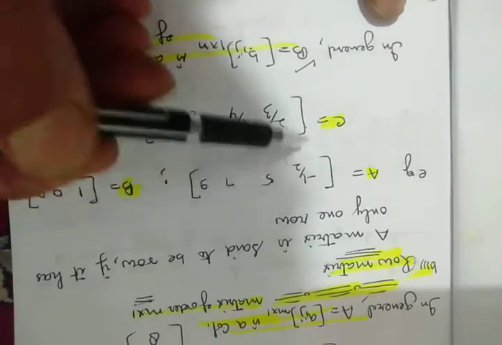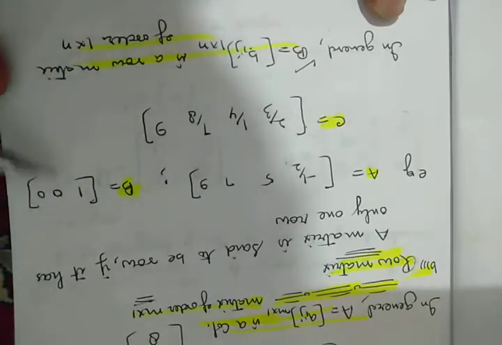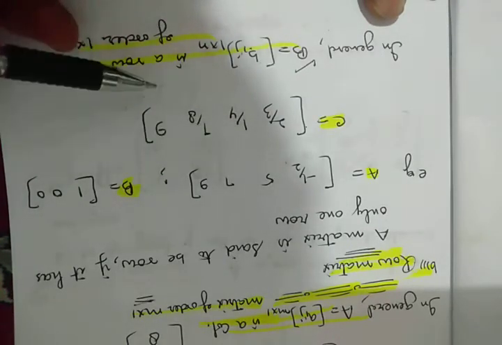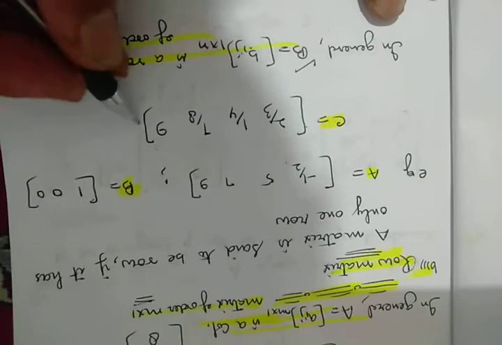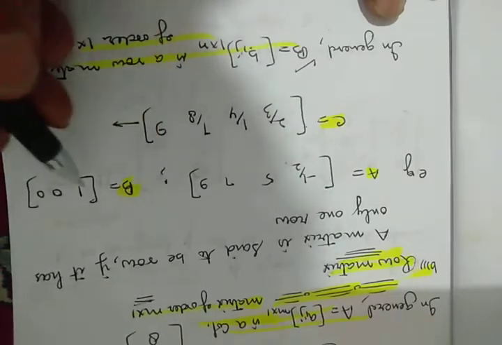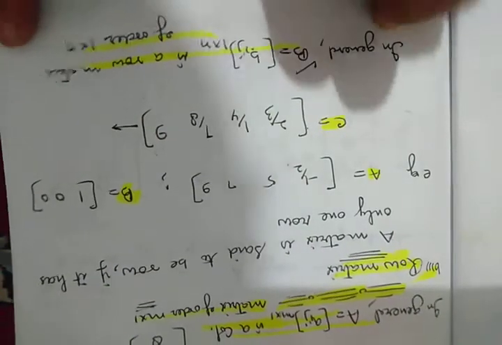Maybe the columns are many, 1 2 3 4 columns, 1 2 3 columns, but the row is only one, like this. So this is the row matrix.